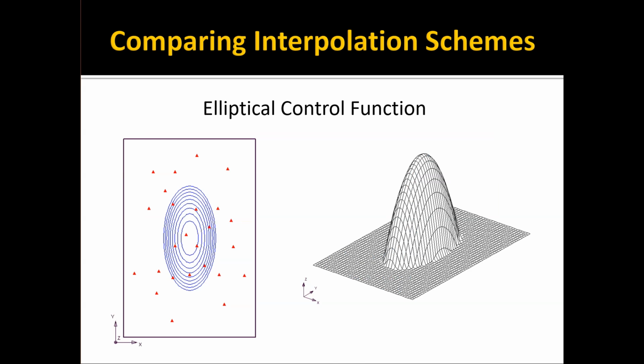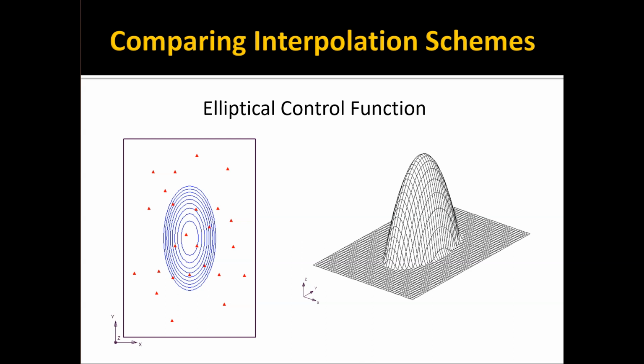And so to just give us a basis of comparison to compare these schemes, I'd like to use this example. I just made this one day in Excel. I basically coded up the formula for an elliptical function that looks like this. So if you're looking down in plan view, you can see those blue contours, and in an oblique view, you can see it on the right. It's just a smooth dome that has an elliptical shape.